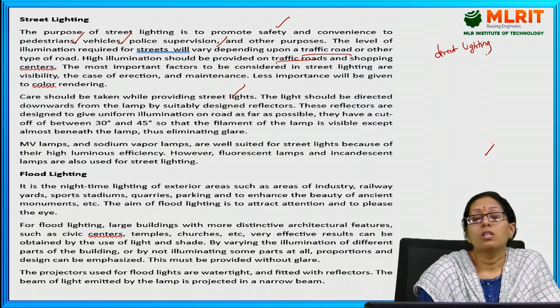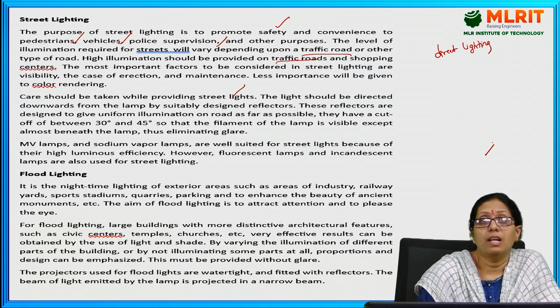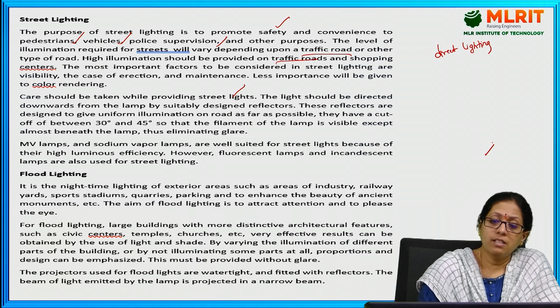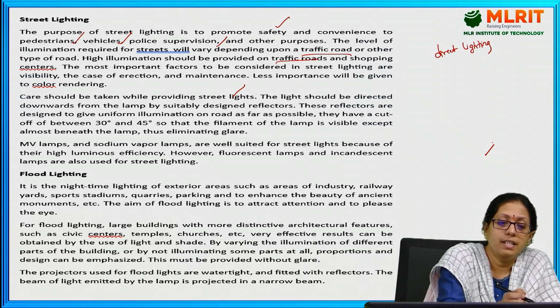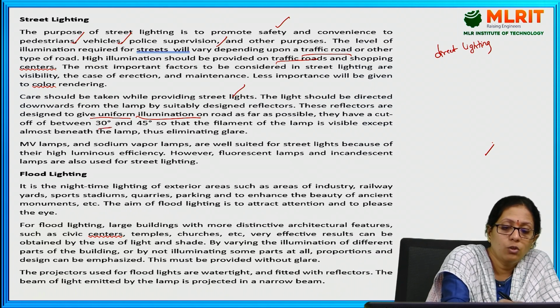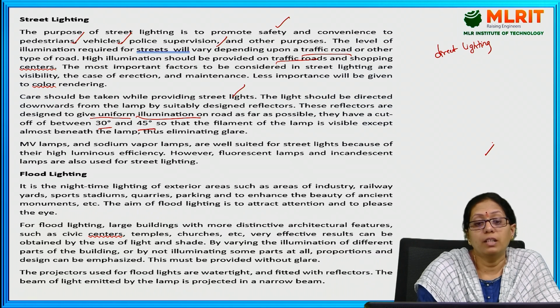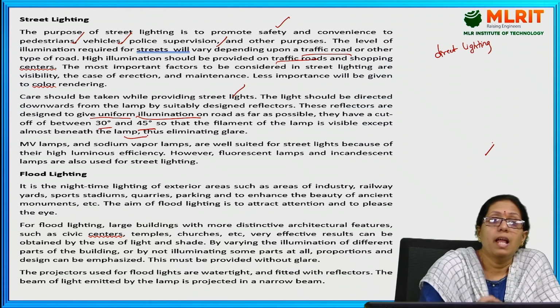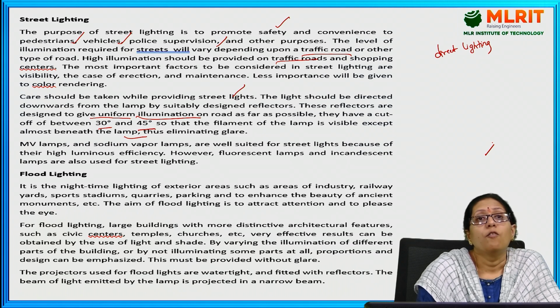We should not use indirect or semi-indirect. We should use direct lighting for the street lighting, with suitably designed reflectors. These reflectors are designed to give uniform illumination on the road. That means uniform lighting should be provided on the road, and they have a cut off between 30 to 45 degrees so that the filament of the lamp is visible except almost beneath the lamp.